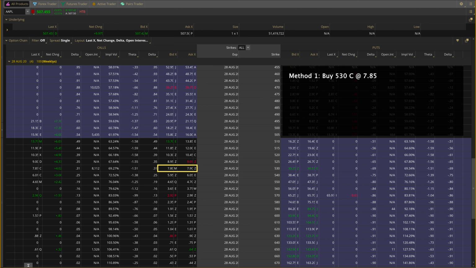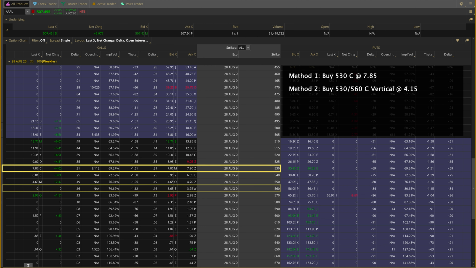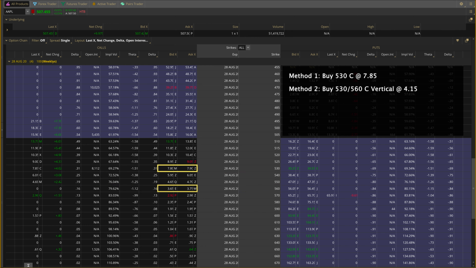I don't like this obviously because it's too much of a debit on entry. If I'm wrong and Apple tanks, I'll have to manage it somehow, and it's going to be pretty hard to manage it because of the high premium decay and delta risk. Second option, and a higher probability trade, would be if I make the initial entry by buying the 530 and selling the 560, hence creating a vertical, and that would cost $7.85 minus $3.70 or $4.15.